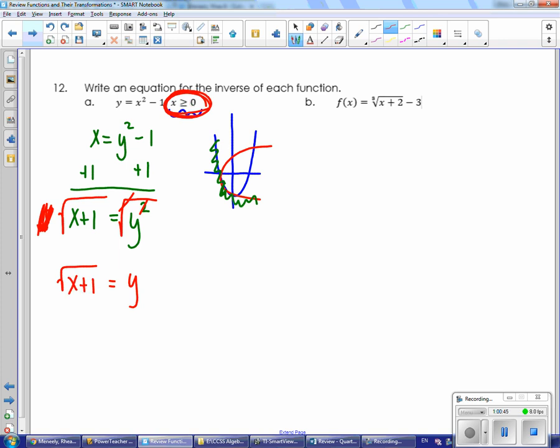But I do need to make sure that I'm naming this function something other than what I started with, because they're not the same function. So I use my inverse notation. And so this is called y inverse is equal to the square root of x plus 1.